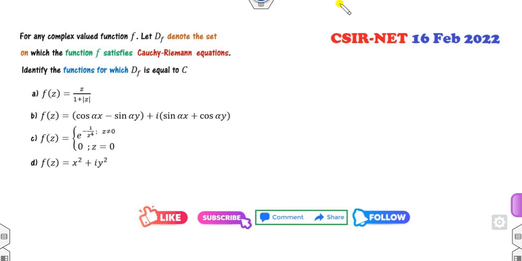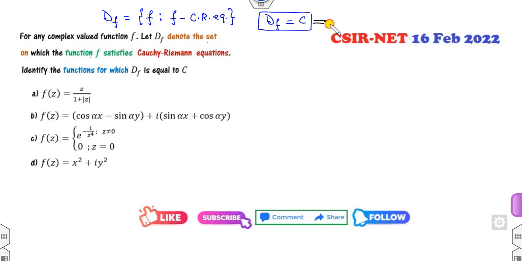For a complex valued function, D of f denotes the set of all those f such that f satisfies the CR equation. Then identify which of the following functions has D of f equal to C. What does it mean? Your target is to prove that the function f is entire. This is your target.